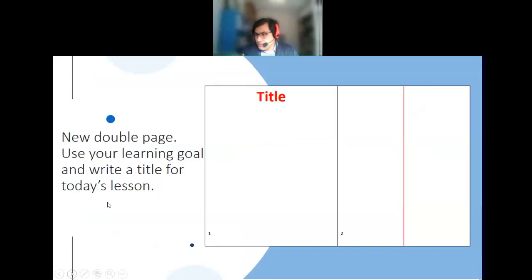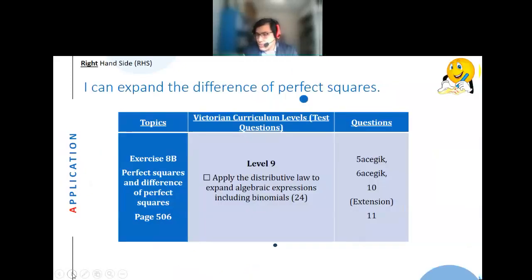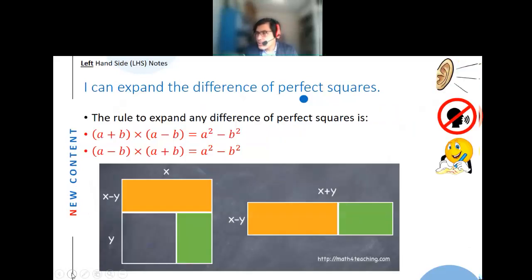Right, so new lesson, so a new page or a new Word document for anyone who's working on the laptop. We are still working at level 9 and we are still working on exercise 8b here. Basically we got the rules. We got two rules here for expanding the difference of perfect squares.